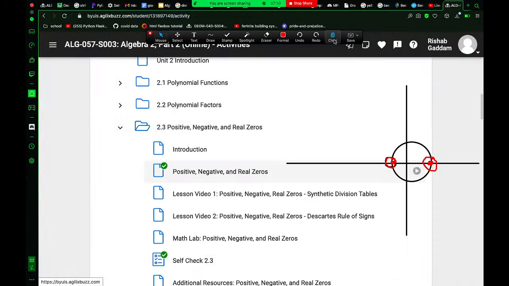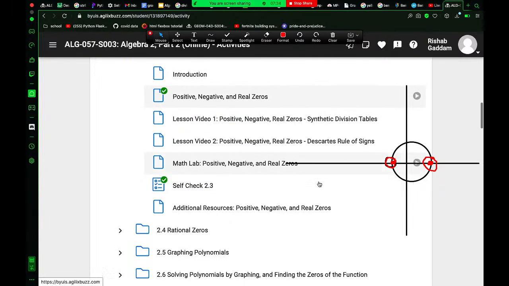To solve for them, you have to set y equal to 0, obviously, because on the x-axis y is equal to 0. You have to set y equal to 0, and then you have to solve for x. And if there's two zeros, then it'll magically give you two answers. So that's basically how it works.